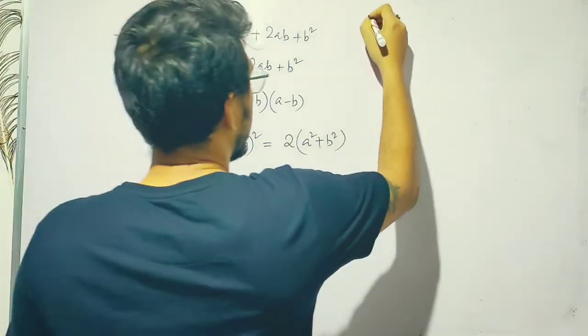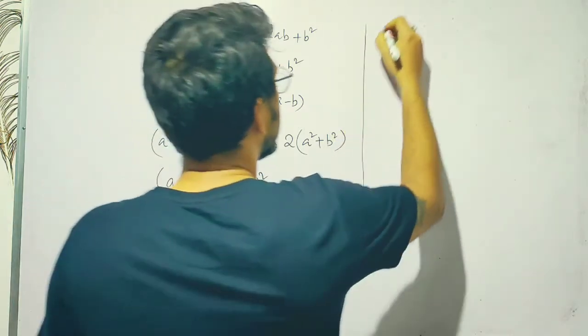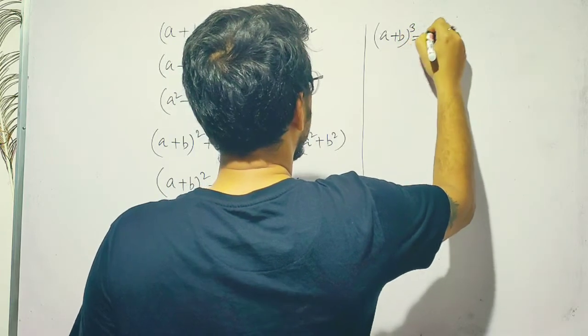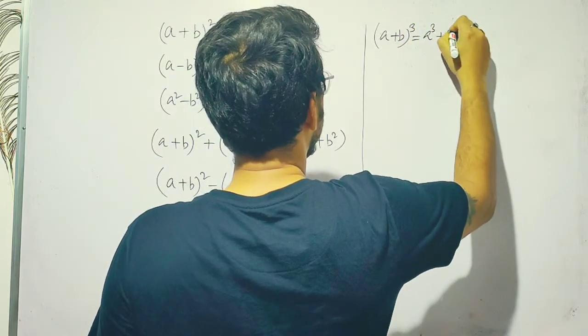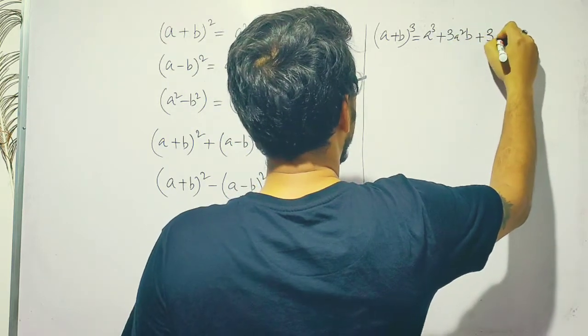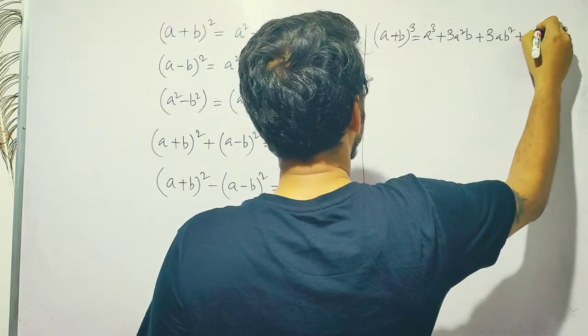Right? Let us throw some other formulas. A plus b whole cube: a cube plus 3a square b plus 3ab square plus b cube.